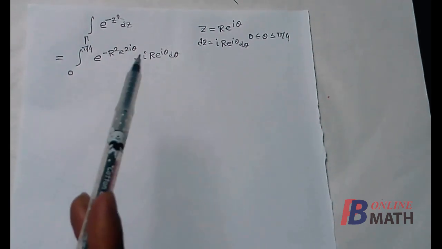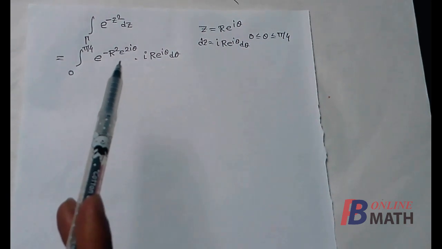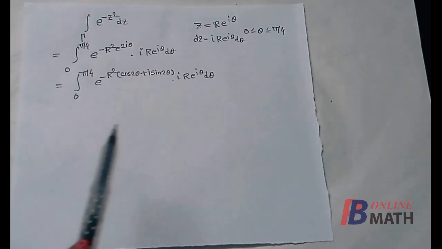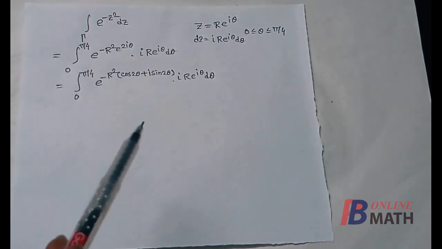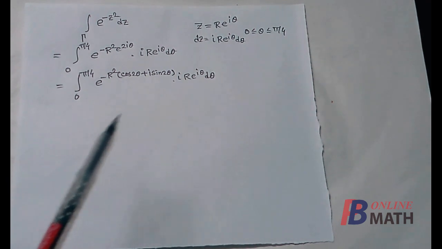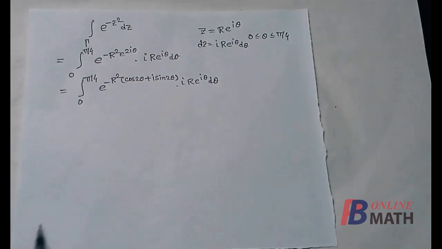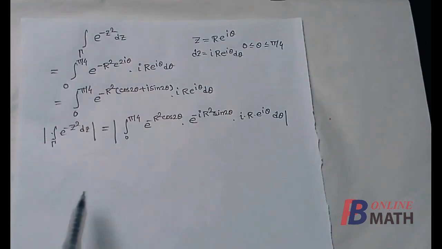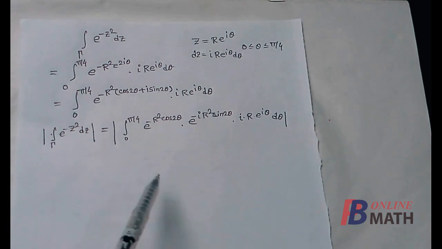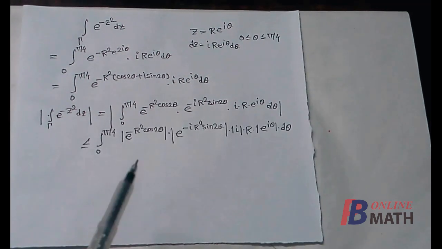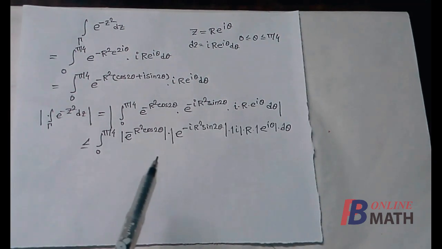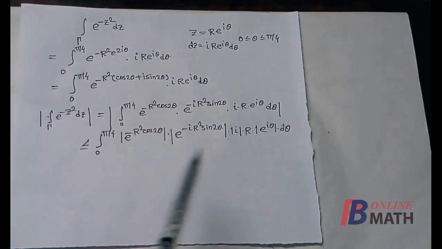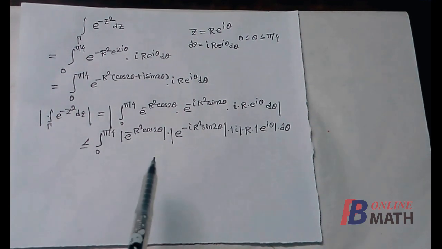Next we shall write e to the power 2i theta as cosine 2 theta plus i sine 2 theta. So here it is. Now as usual, we want to show that the value of this integral is 0. For that we take the modulus. So taking the modulus, the integral becomes this. Now we shall use this well-known inequality. Now we know that modulus of this integral is less than or equal to integration of the modulus of the integrand.